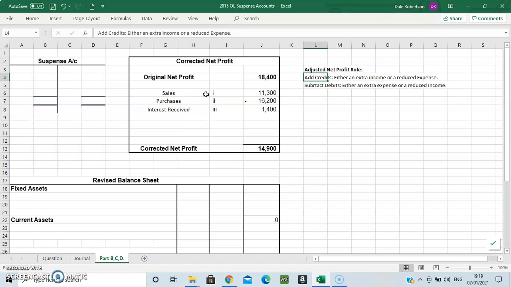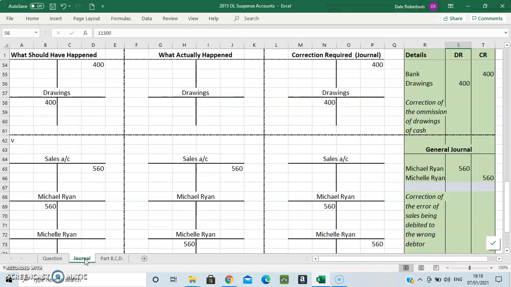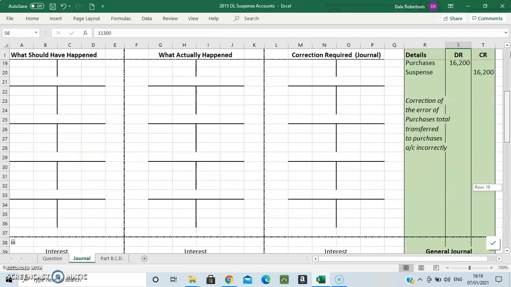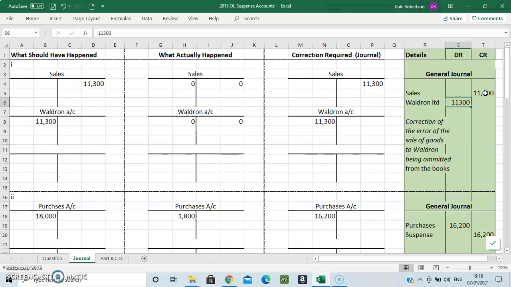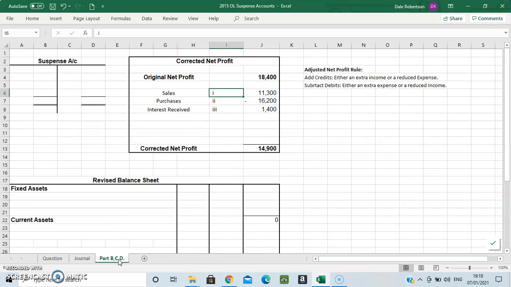So in this situation, from correction number 1, I'm just going to go back briefly to it. From correction number 1, we had a credit sales. So we're going to add that on, that 11,300. From number 2, we had a debit of purchases, so we're going to subtract that. And from number 3, we had a credit of interest, so I'm going to add that on as well. And when you do those 3 things, you get your corrected net profit, and your corrected net profit is 14,900. At this point, we have solved Anne Fogarty's 5 errors, and we have corrected her net profit.